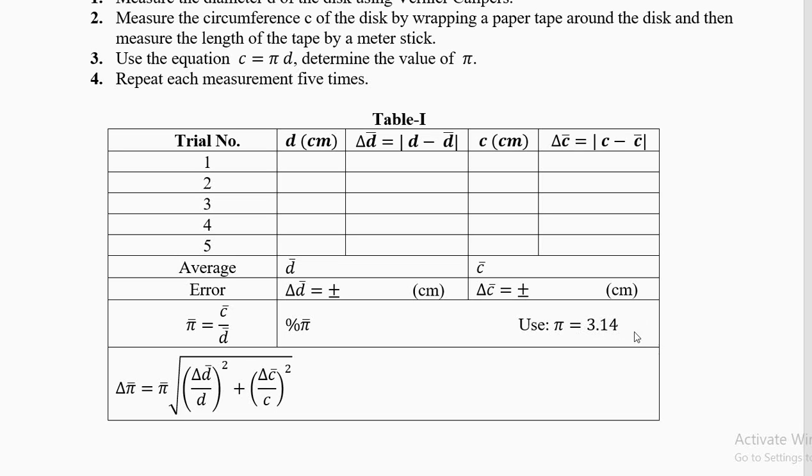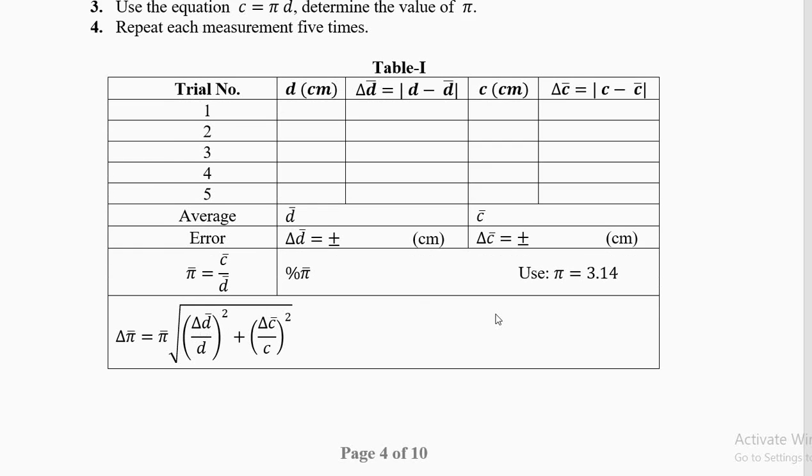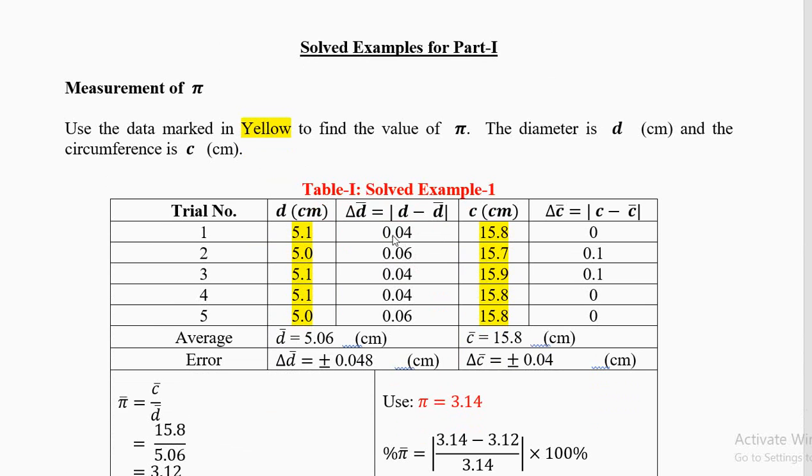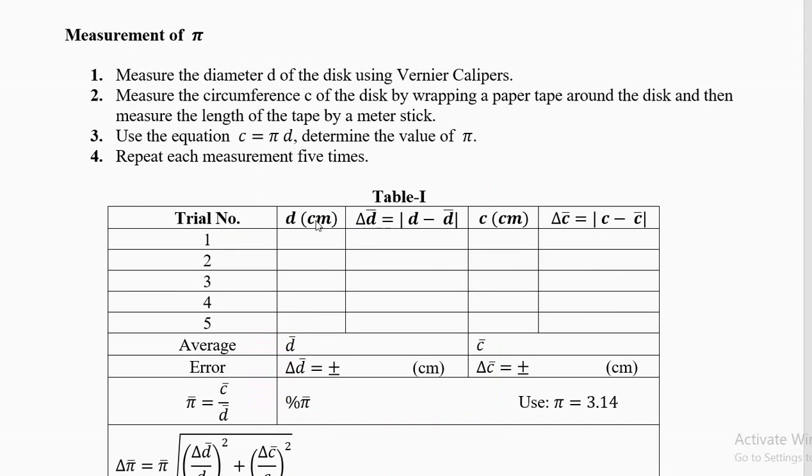We cannot take many digits here because your instrument cannot see many digits after the decimal. So we'll also take only 2 digits from the value of pi, 3.14. Let us see how we do the thing. See, these yellow are the data which you will get from your lab. On the empty table, you'll just measure the diameter and the circumference.